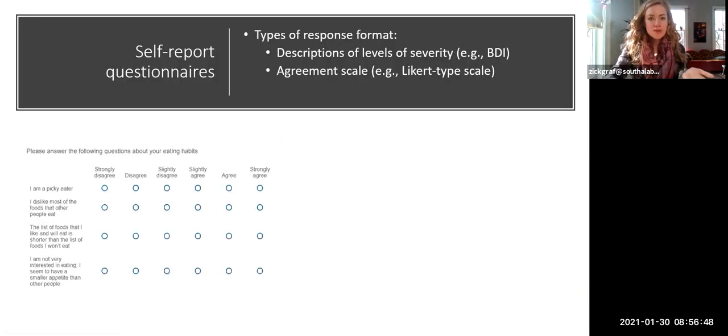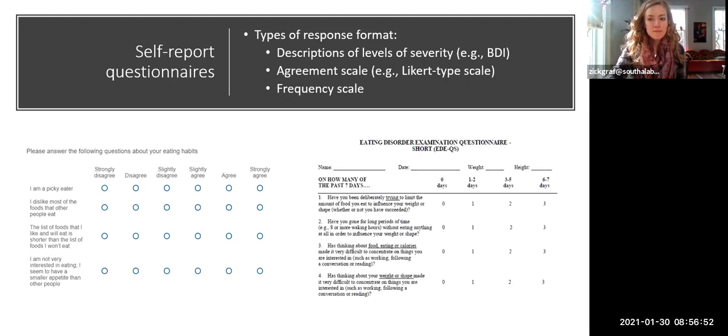So these are just examples of other types of response formats. These are 2 self-report questionnaires that we use to diagnose eating disorders. On the Eating Disorder Examination Questionnaire, this is an example of a frequency scale format. The questions refer to specific disordered eating behaviors, and the response format lets participants or patients indicate how many days in a typical week, or in the past week, they engage in those behaviors.